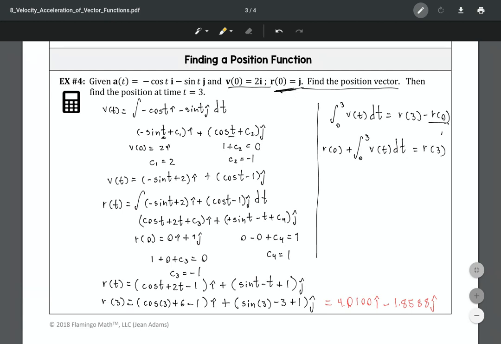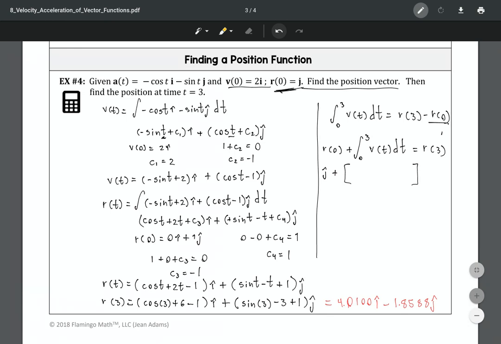So essentially, you could do the problem like that, where r(0), we know that's basically, well, let me write it like this: it's j, or 0i plus 1j, however you want to call it, plus whatever integral you get from here. So essentially, I like to do it like this because I feel like I do less work.